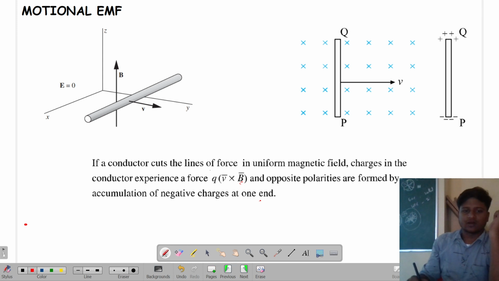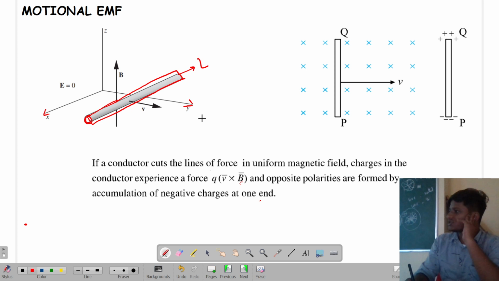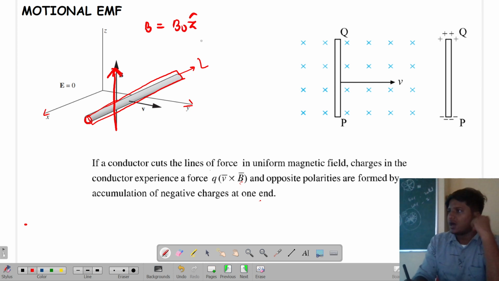So let us consider this is our conductor. We have one rod, and this rod is of length L. This rod is placed in which plane? XY plane. Perpendicular to this XY plane, I have put a magnetic field over here, which is going upwards. What is the direction of the magnetic field? It is equal to B naught Z cap. Are you able to get me or not?